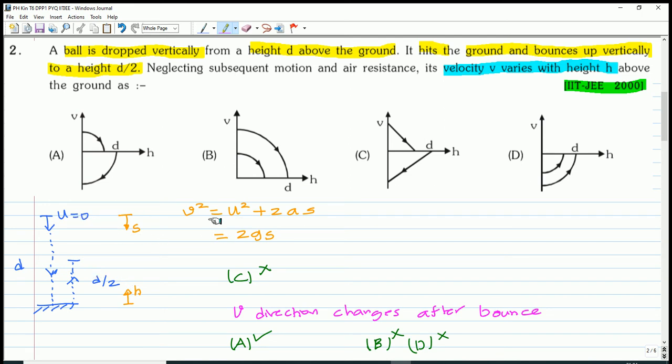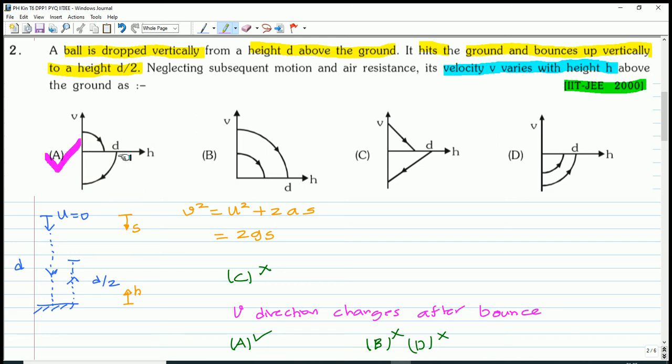So initial velocity is 0. So you can use this equation of motion v square equals u square plus 2as. Since the initial velocity is 0, we get v square as 2gs. S is measured from the top and height is measured from the bottom. So the variation of the velocity with the displacement goes as square of velocity. So we can rule out option C because the variation of v versus h is a straight line, which is not the case here. And after bouncing back, the direction of velocity is changing. In option B and D, the direction of velocity is the same before bounce and after bounce. The only option which is matching with this description is option A. So the correct option is option A.